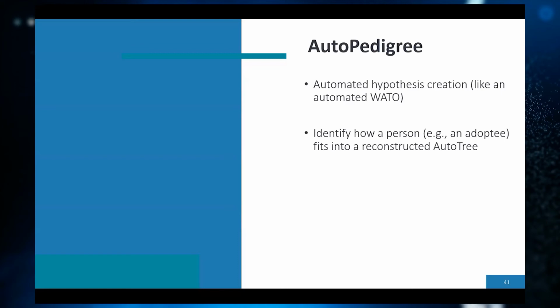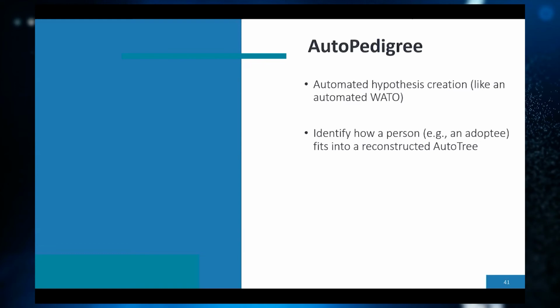And we created Auto Pedigree. So this is like an automated hypothesis creation, like an automated WATO. So what are the odds? And this does an automated reconstruction of how a person, for instance an adoptee, fits into a reconstructed auto tree.